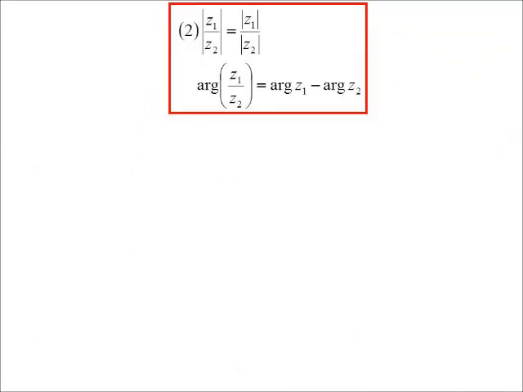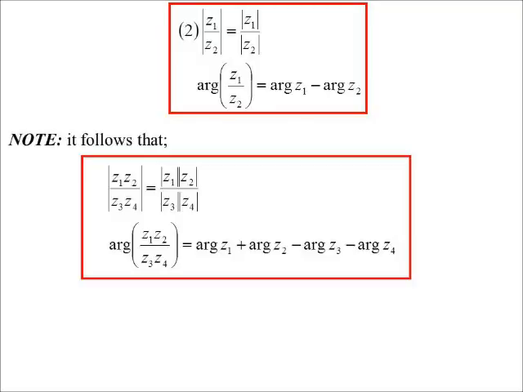Okay, division, pretty much the same. You divide first, then find the modulus, but again, like logarithms, when we divide, we subtract the arguments. So if I wanted to find the modulus of Z1 Z2 over Z3 Z4, I could do each bit individually, multiply the top ones together, multiply the bottom ones together. That would give me the answer. But when it came to the arguments, whichever ones are on the top, I'd be adding, and whichever ones are on the bottom, I'd be subtracting, because that's a division.